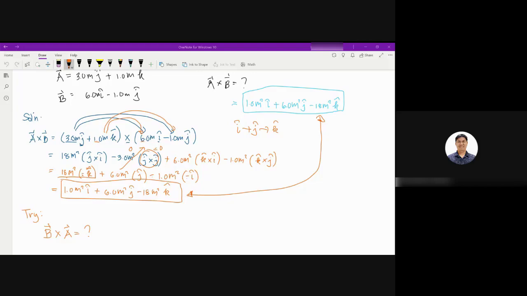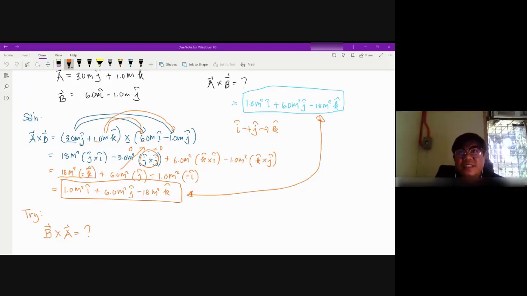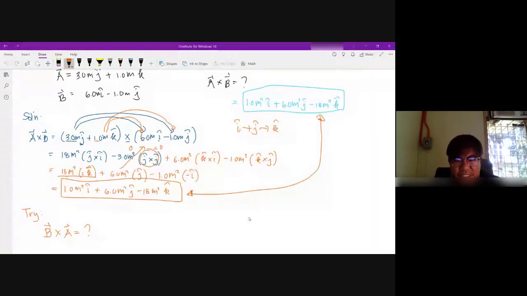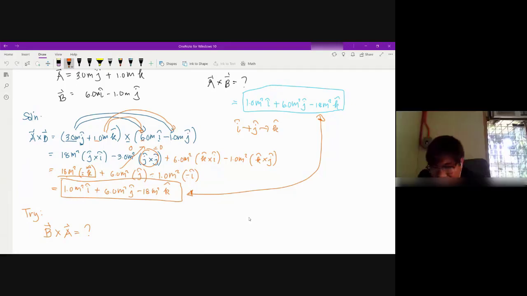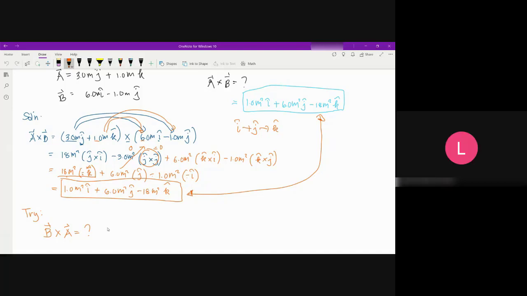Hello? So do you have your answer now? Yes, sir. Okay, so what's the answer? Negative 1 meter square. Negative 1 i hat. Minus meter square, not plus 15 meter square.